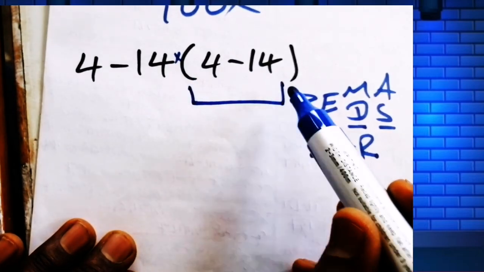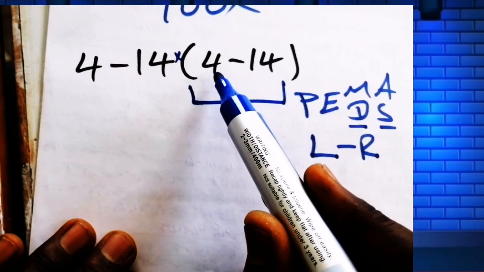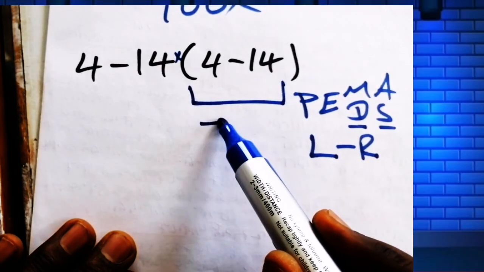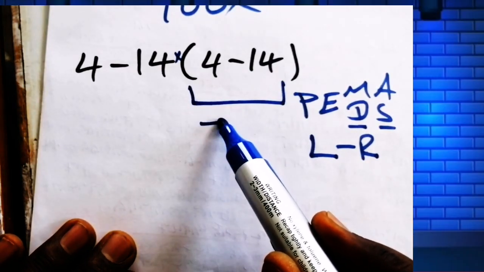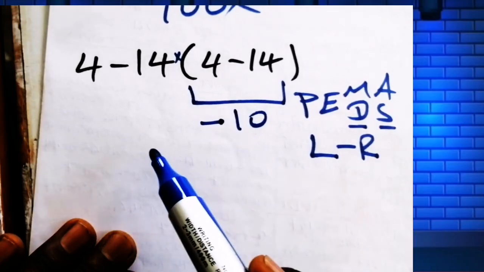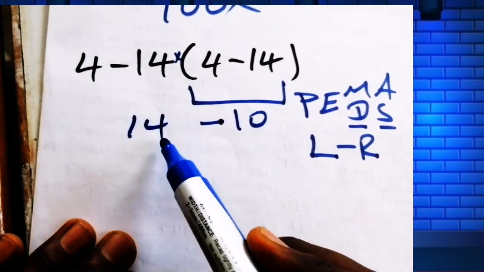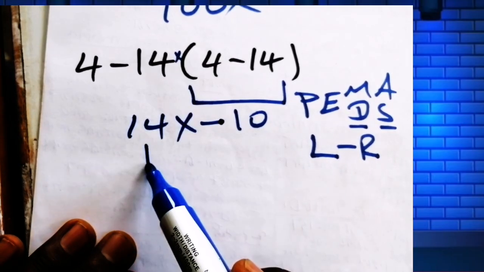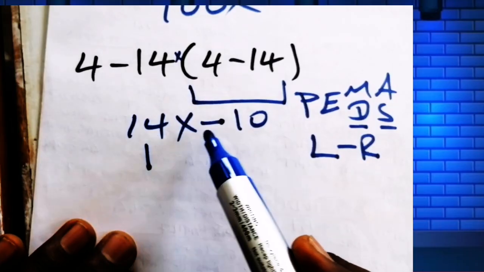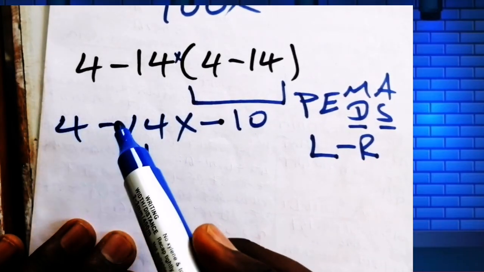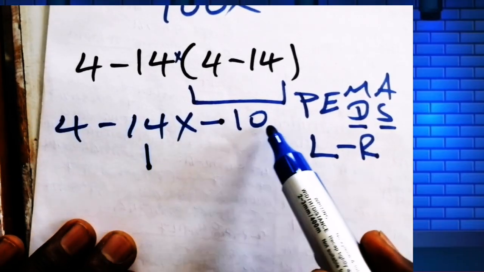Okay, according to PEMDAS, first we have to do this parenthesis, then 4 minus 14, which gives us negative 10, then 14 times negative 10, and here 4 minus 14 times negative 10.